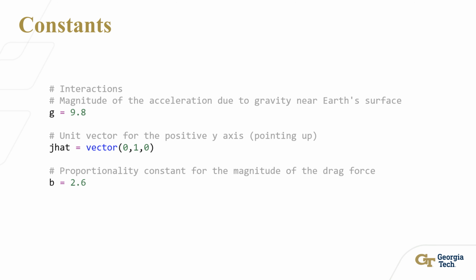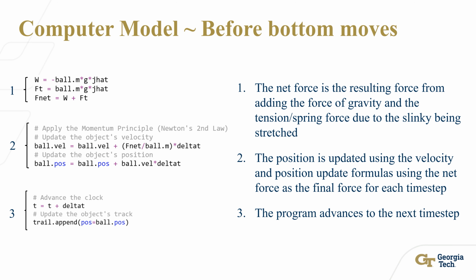On the code, the net force is the resulting force from adding the force of gravity and the tension of the spring force due to the slinky being stretched. The position is updated using the velocity and position update formulas, using the net force as the final force for each time step. The program advances to the next time step.